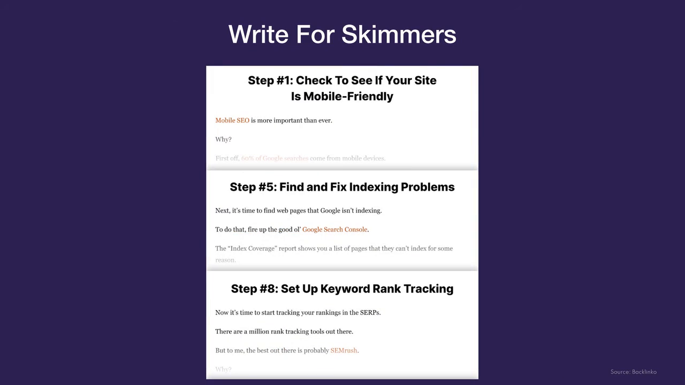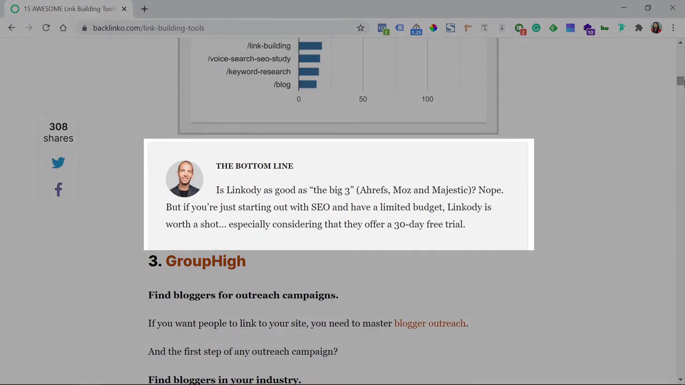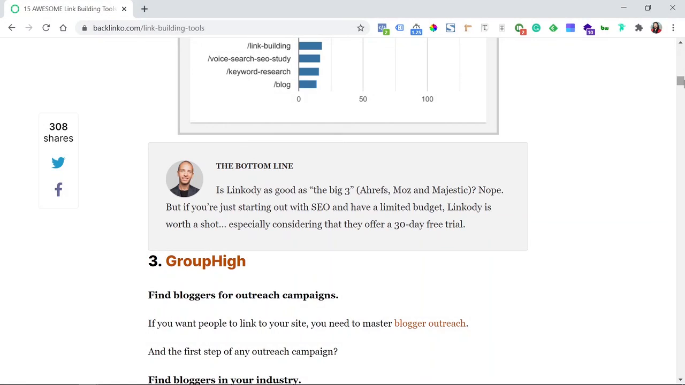Next is to write for skimmers. Yes, people don't read content online, they skim. So use lots of subheadings and break the bigger content into smaller chunks and sections. And always make use of the final takeaway lines.